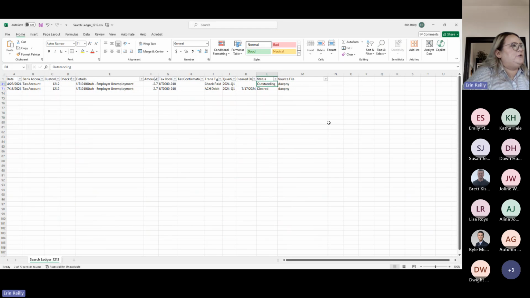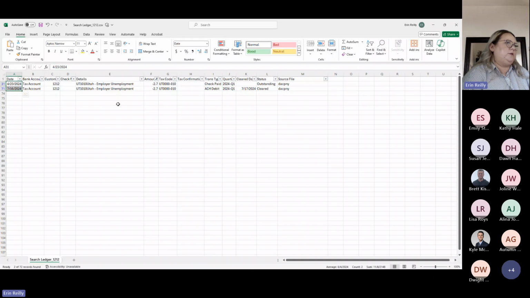So I have an outstanding transaction here, dated 4/23, and it's still uncleared here. So I can go into my tax processing system and see if that $2.70 payment to Utah unemployment dated 4/23 is actually a valid payment to make. If it hasn't cleared, I just confirm that it actually hasn't cleared. It cleared later on 7/16, but this is related to the same quarter. So it's potentially that this is on the ledger twice.